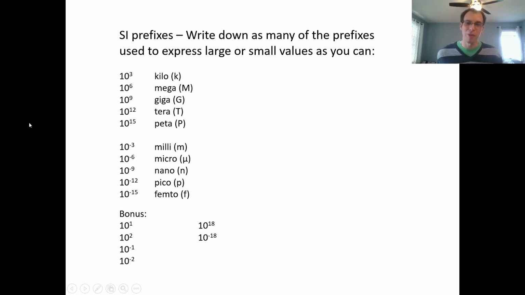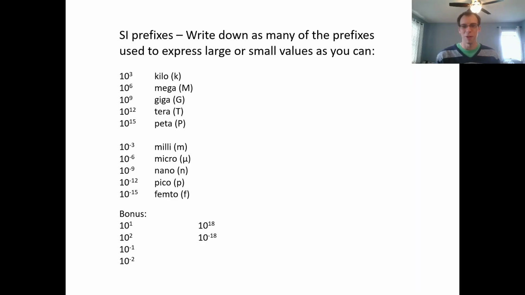So in general, for the ones that are positive exponents, 10 to the 3, 6, 9, 12, 15, generally these are uppercase with the exception of kilo. So kilo is 10 to the third, 1,000. Mega is 10 to the 6th. Giga is 10 to the ninth. Tera is 10 to the 12th. Peta is 10 to the 15th.